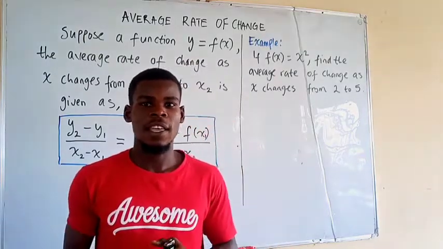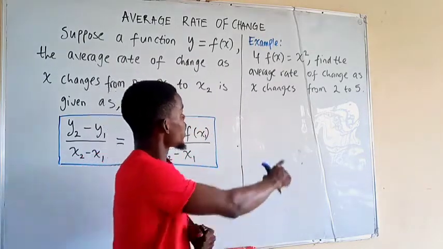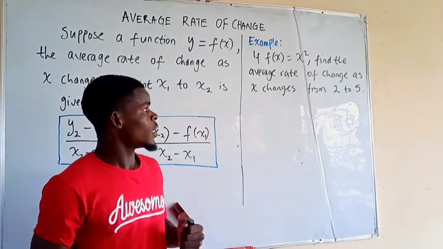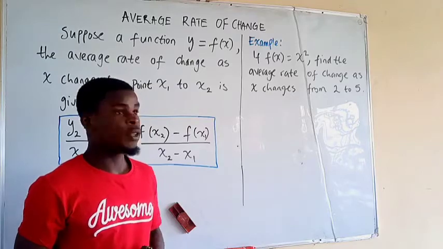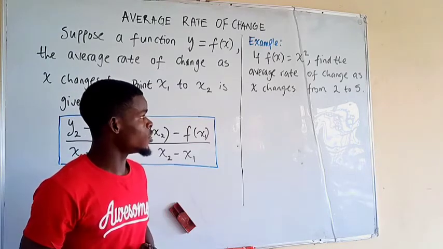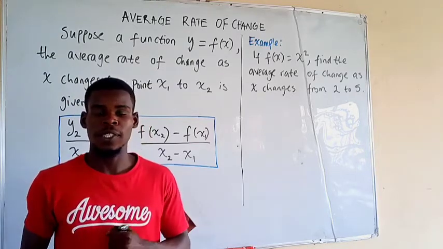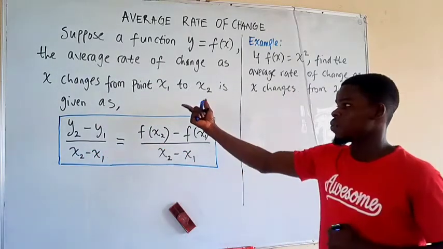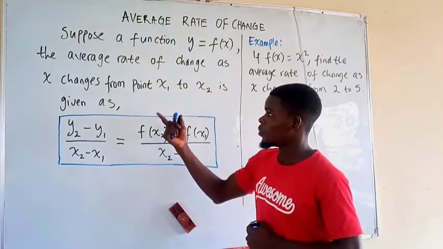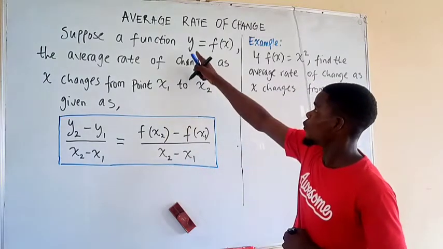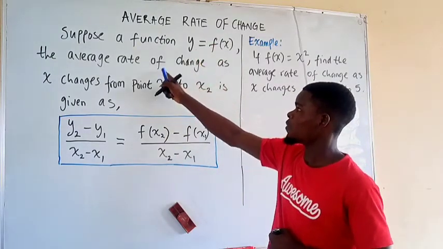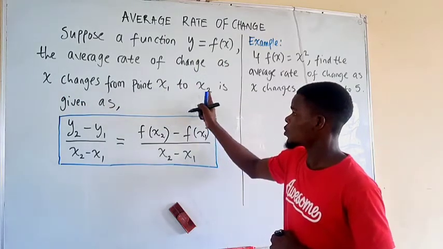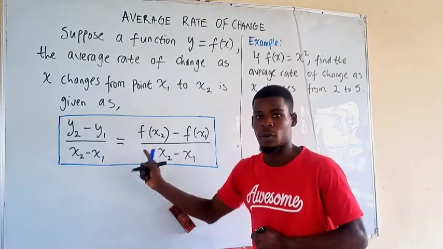And here we've got a very nice example. If f of x equals x squared, then we want to find the average rate of change as x changes from point 2 to point 5. Good. Now comparing that with this explanation, or maybe with this little statement, the average rate of change of that function as x changes from point x1 to x2 is given as this, or maybe that, right?